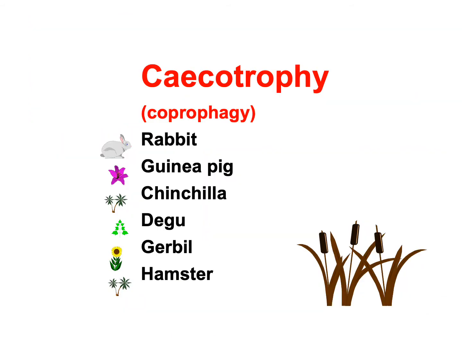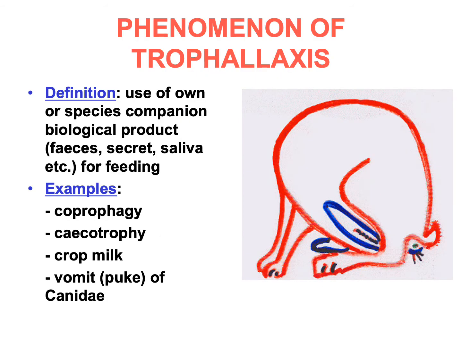Cecotrophy, or coprophagy, is a very important feature of most of these animals, including the rabbit, guinea pig, chinchilla, degu, gerbil, and hamster. Yes, the phenomenon of trophallaxis. The phenomenon of trophallaxis is the use of one's own or a species companion's biological product, like feces, secretions, or saliva, for feeding.